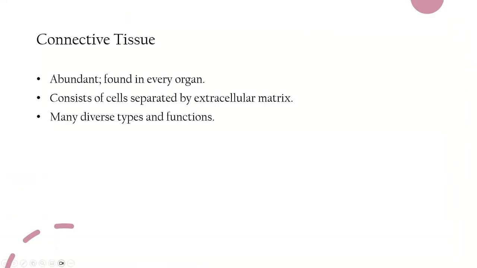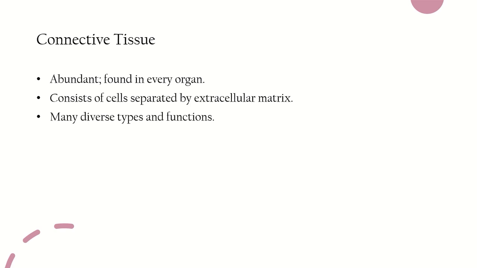Moving on to connective tissue here. This is another tissue type. It's very abundant. It's found in every organ, right? Because everything needs to be attached. Connective tissues consist of cells separated by extracellular matrix. That's a difference from epithelial tissue, where the cells are touching one another. Connective tissue cells are separated from one another by extracellular matrix.